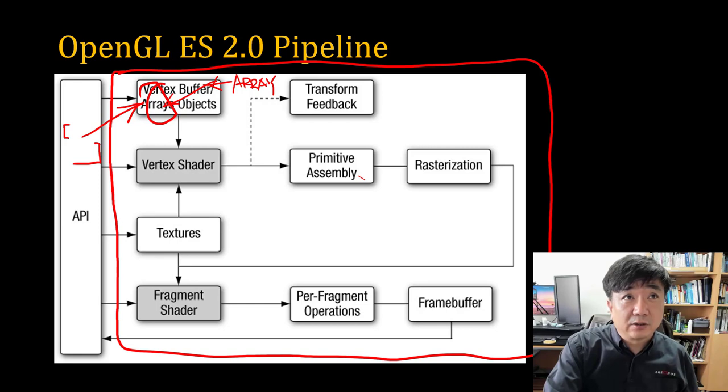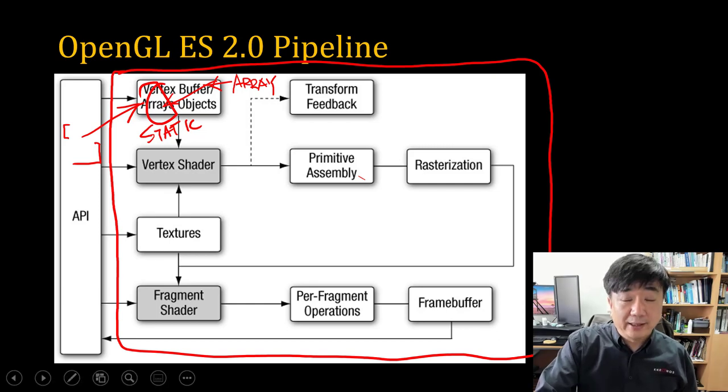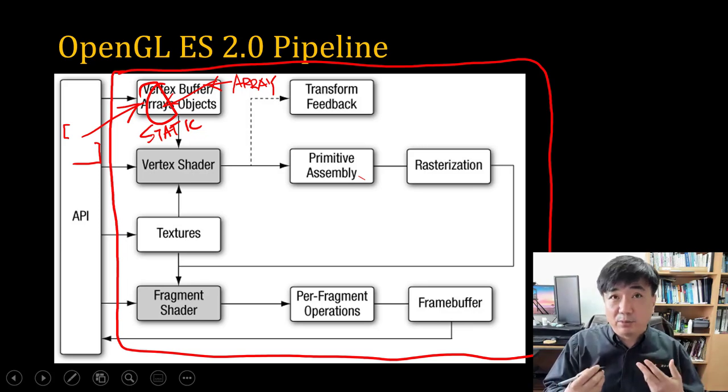This array data is transported to the GPU, and then it is announced as static. So the GPU knows that it is static and we don't have to change it. The GPU will not change this variable, so it can keep it in a more efficient way and manage it more efficiently.